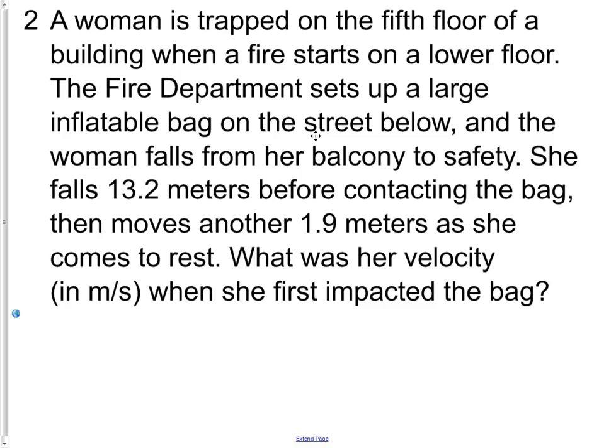So individually take 3 minutes to solve for her velocity as she just touched the bag after her 13.2 meter fall. Pause the video now.